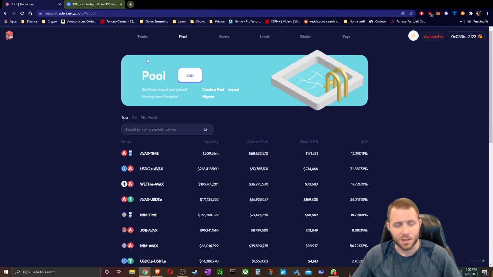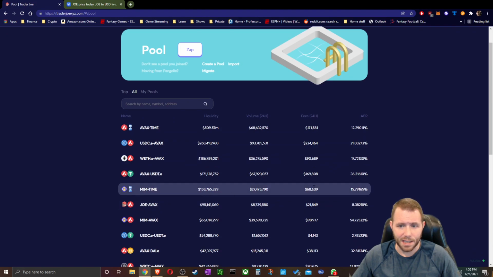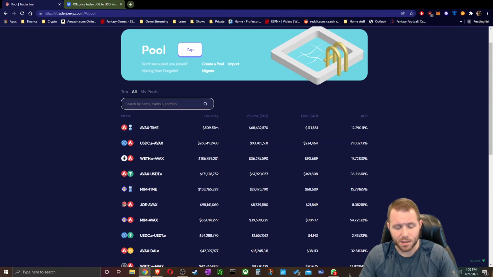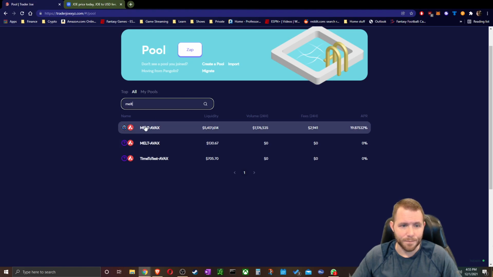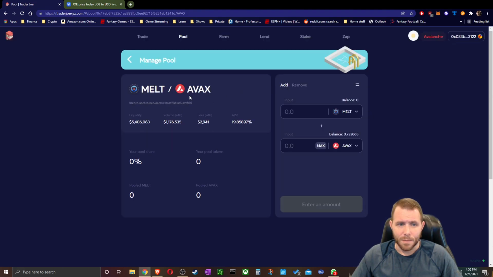Pool. So these are liquidity pools. We're not going to dive too deeply into these, but the neat thing about these is you can provide liquidity to any of these things here. Let's choose one like, I don't know, melt. Okay, melt and AVAX. So here's one. If I were to click on it, I would add liquidity. So if I had a bunch of melt in my wallet and a bunch of AVAX in my wallet, you add them to the pool in equal value.